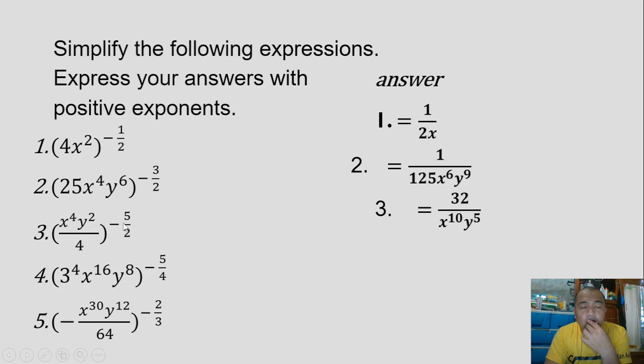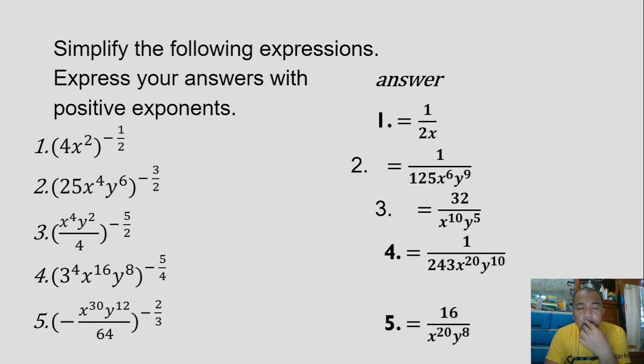X to the 4th raised to 5 halves is x to the 4 times 5 halves, so x to the 10. And then y squared raised to 5 halves is y to the 5th power. Number 4. Again, since negative yung exponents, fraction, so it becomes 1 over... Okay, multiply the exponents by negative 5 fourths, I mean positive 5 fourths when you are in the denominator now. So 243 x to the 20th power, y raised to the 10th power.